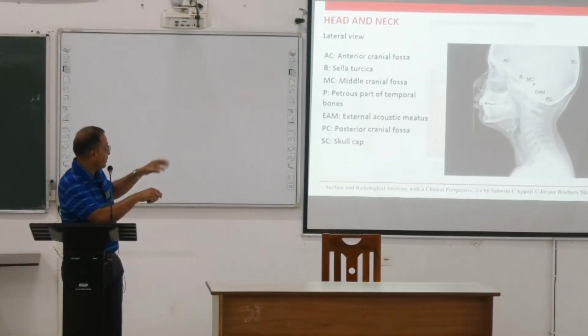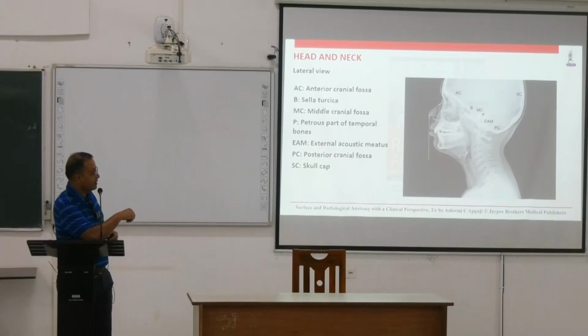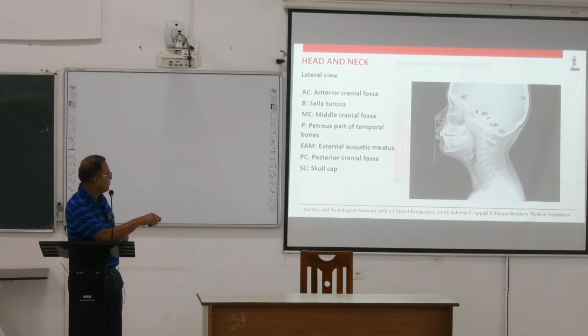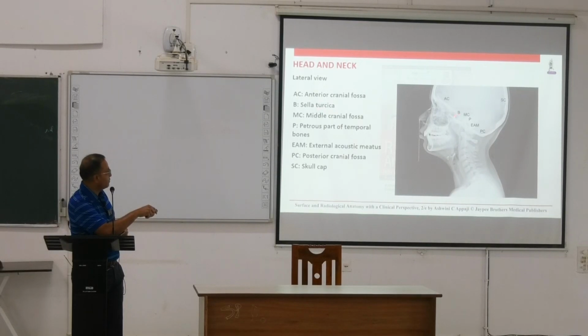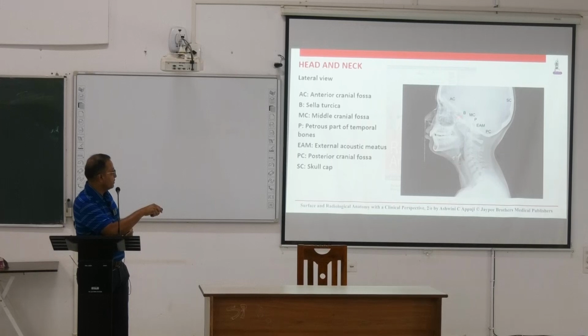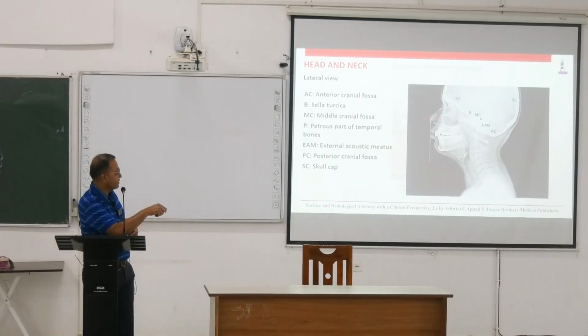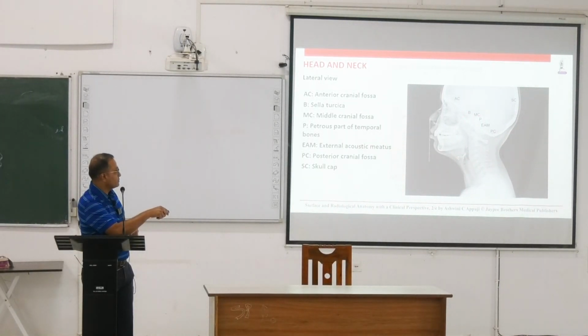This region is the skull or calvaria. This region is the anterior cranial fossa. This is the pituitary fossa, which we call the sella turcica, denoted by B, lying on top of the maxilla in a diagonal opposite. Then we have the next cranial fossa, which we call the middle cranial fossa.